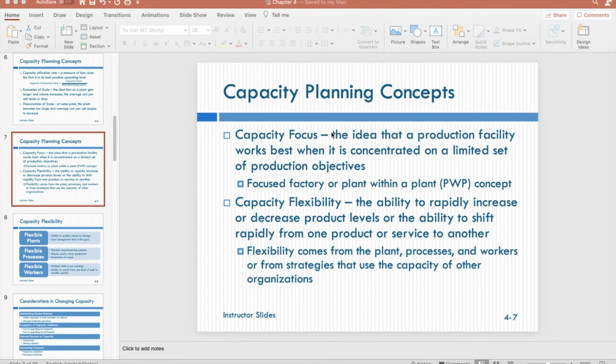What is a capacity focus? The definition here is quite straightforward. Basically, capacity focus is the idea that a production facility works best when it's concentrated on a limited set of production objectives. So basically, the capacity management needs to be focused. It doesn't mean that you can improve the capacity from all aspects; that is not the best strategy.